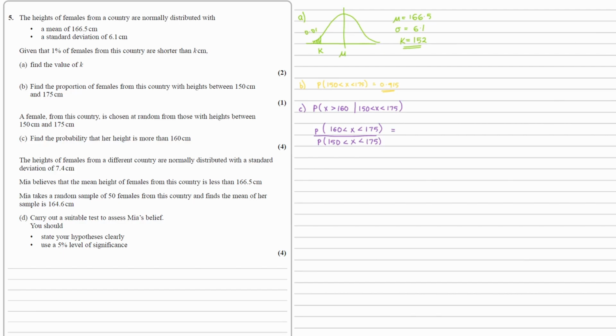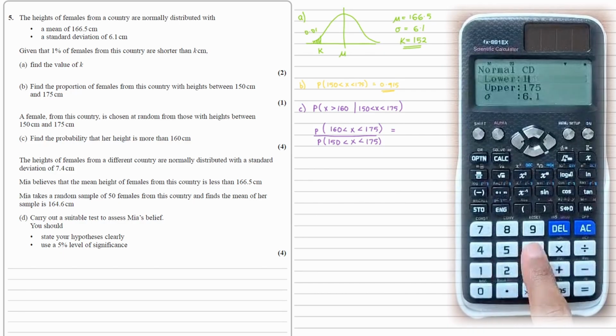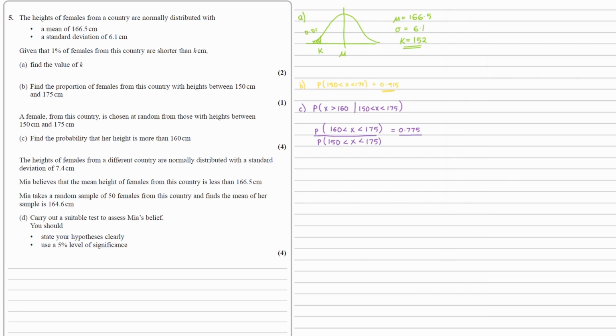So to do this, we can go back and this time input the lower as 160, the upper will remain 175, and the standard deviation is still 6.1. And this gives us an answer of 0.775. And for the heights being between 150 and 175, we already found that probability in part B, which is 0.915. And if we divide this on the calculator, this will give us an answer of 0.847.